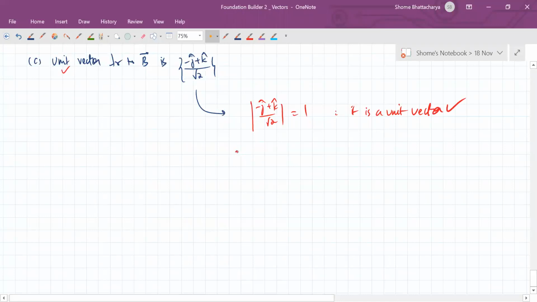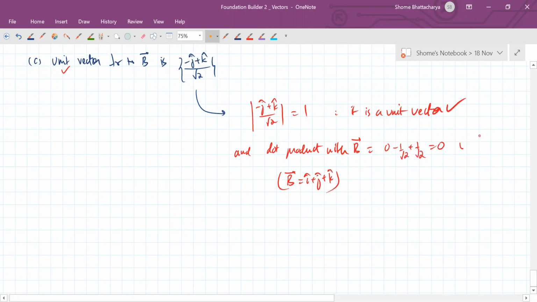And secondly, dot product with the vector B. Remember, B was i cap plus j cap plus k cap. So the dot product of this vector with B is 0 minus 1 by root 2 plus 1 by root 2. So that is equal to 0. So it is also perpendicular. So statement C is true again.